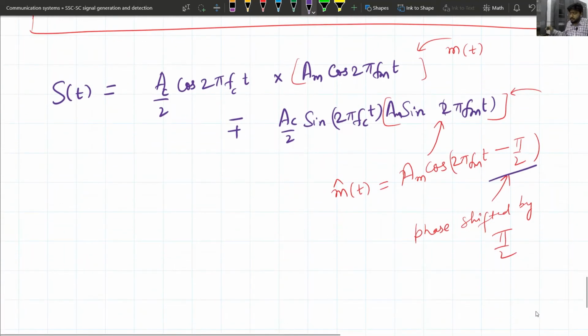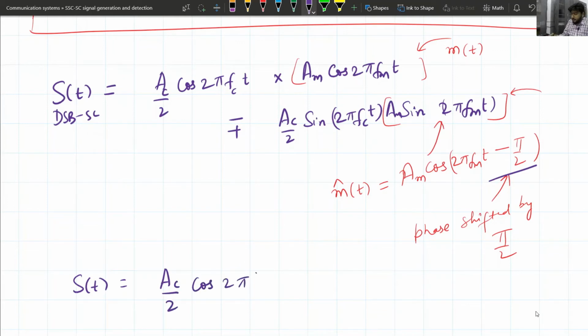Then rewriting this equation, let us write it for SSB-SC. So once again, rewriting this equation, it will be A_C by 2 cos 2π f_c t times m(t), minus/plus A_C by 2 sin 2π f_c t multiplied by the π by 2 phase shifted version of m(t), the m hat t.